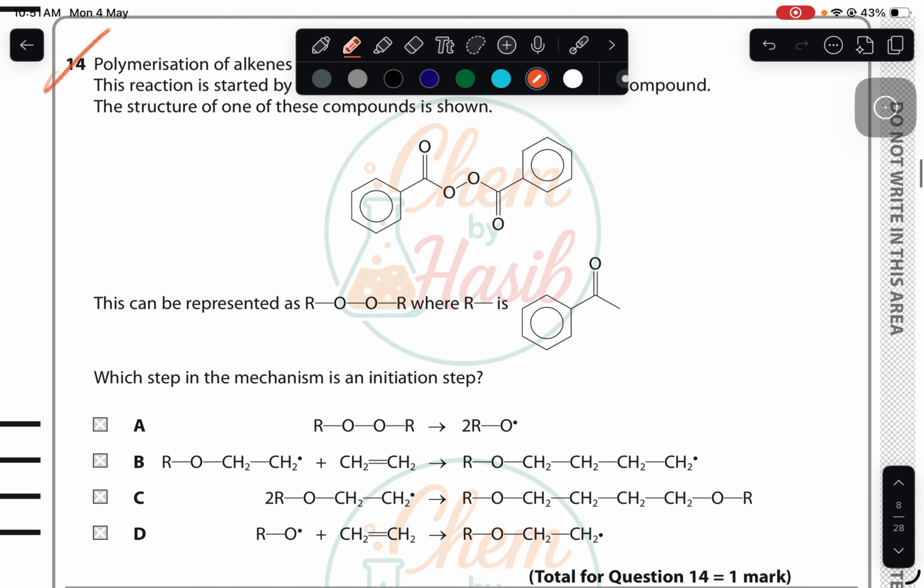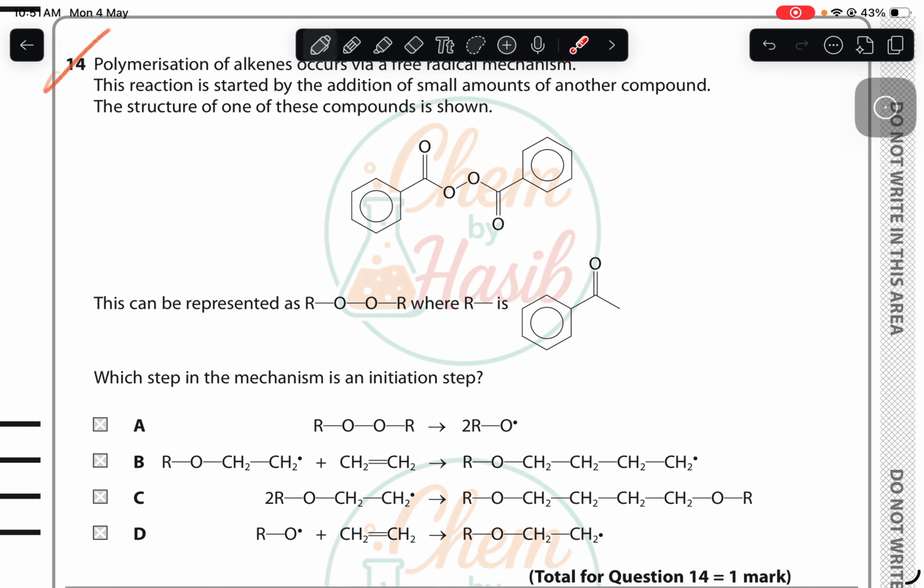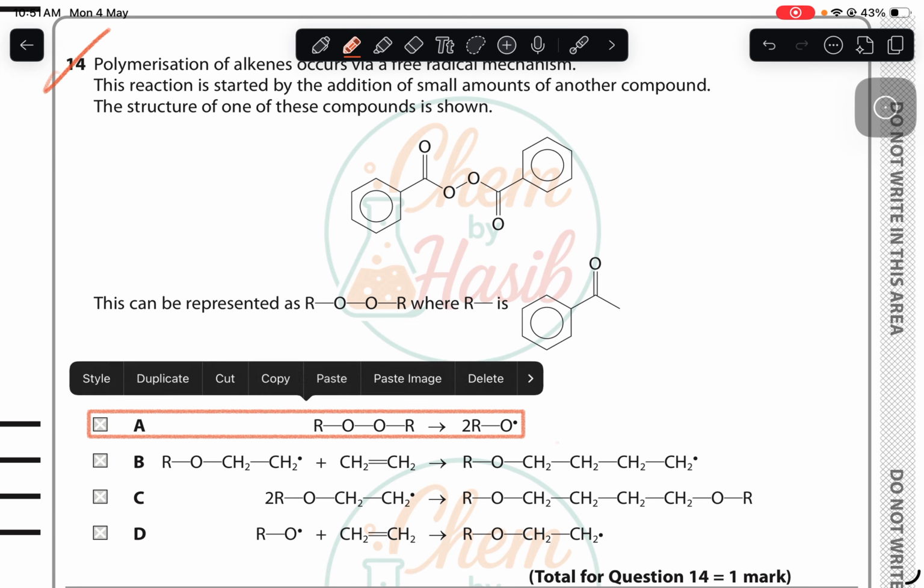Question number 14 says, which step in the mechanism is an initiation step? It's very easy to answer this question. In the initiation step, a stable molecule will break down to form free radicals, mainly 2 free radicals. There is only one equation that indicates a stable molecule breaking down into free radicals, which is option A, because all the other options don't have a stable molecule forming 2 free radicals.